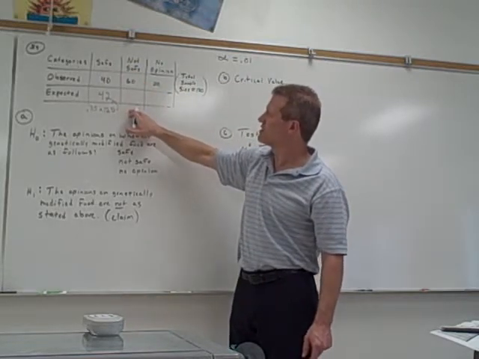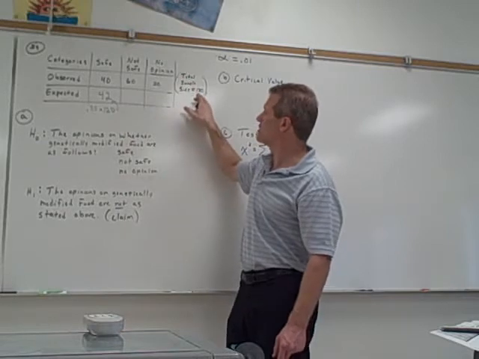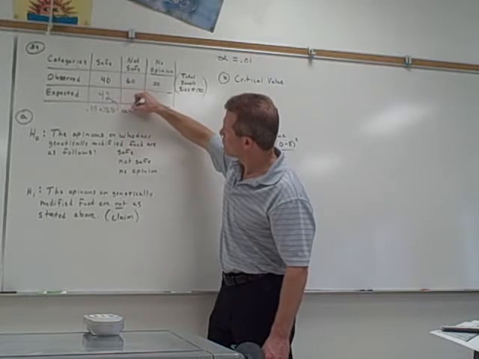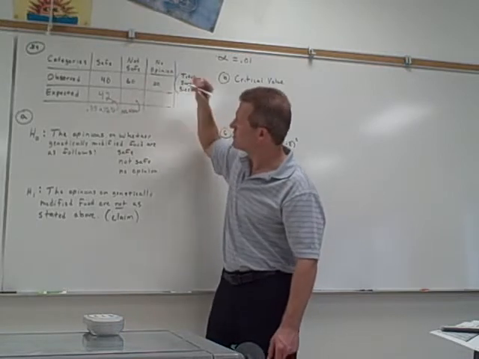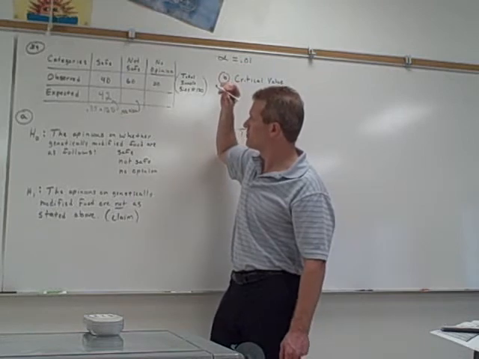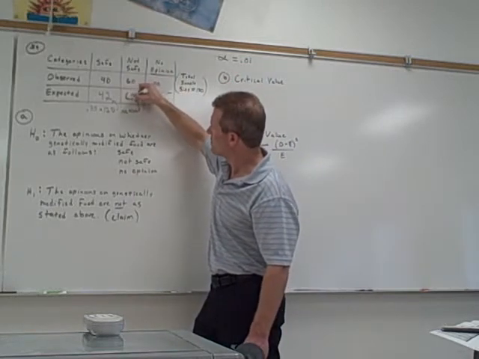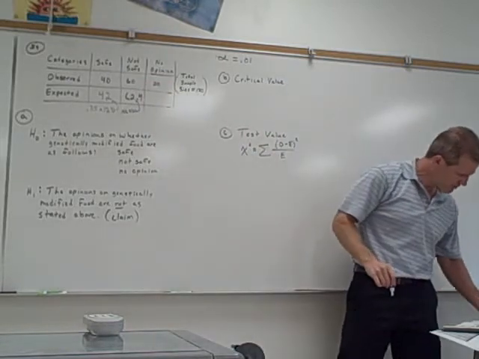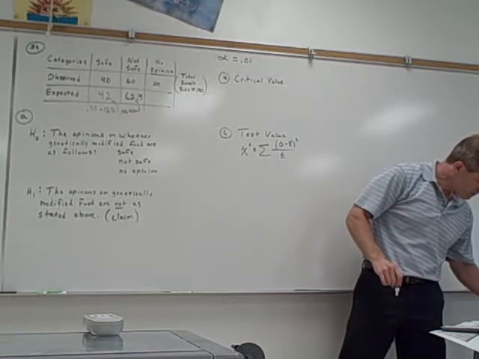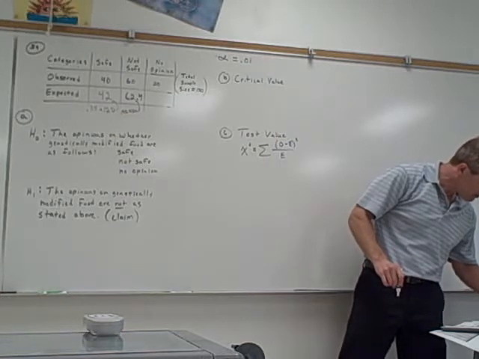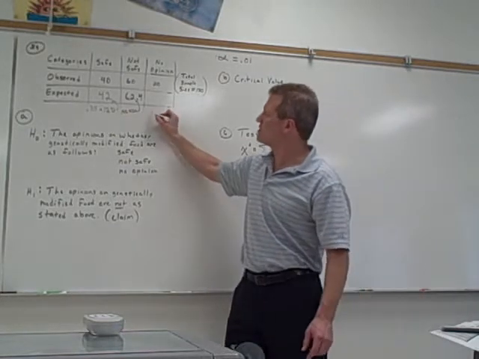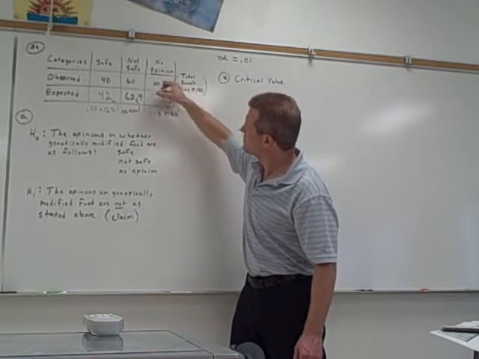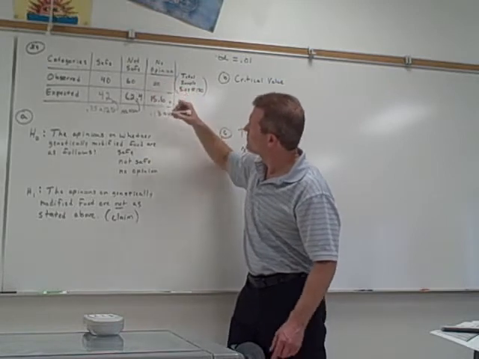52% feel it's not safe. So you take 52% of 120 to get the expected value in the not safe column. Take 0.52 times 120. 62.4. And then the last percent, what percent did they give you here? 13%. So you take 13% of 120, which comes out to 15.6. 15.6 people are expected to have no opinion.